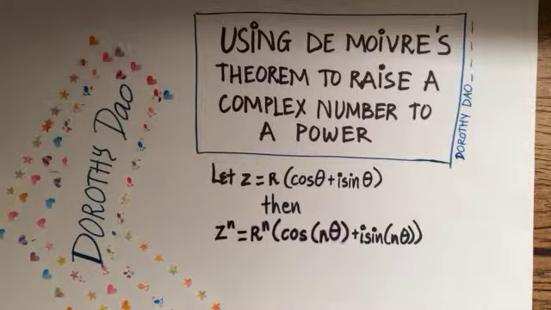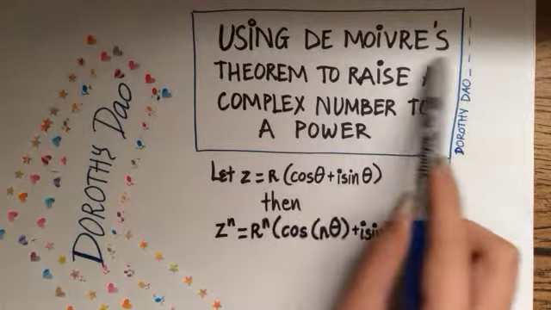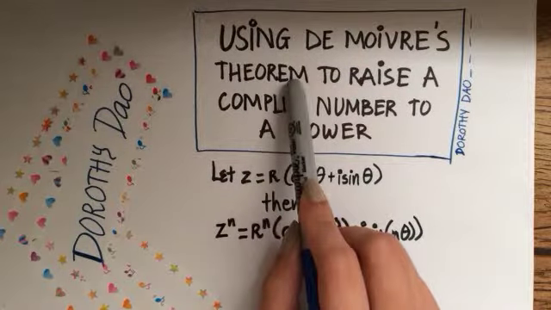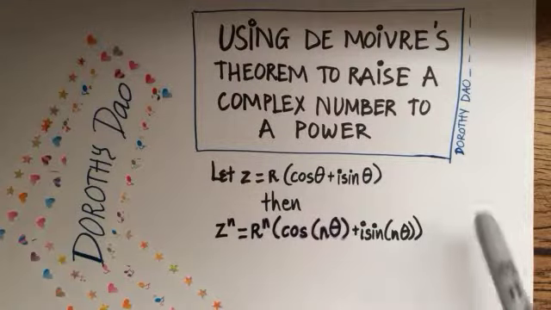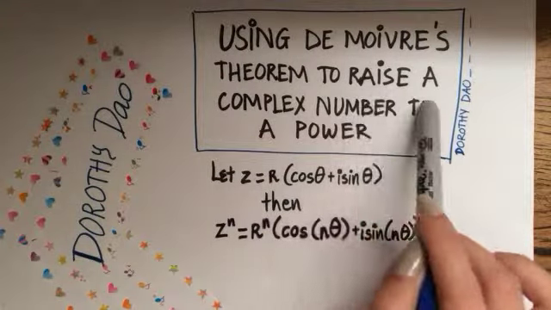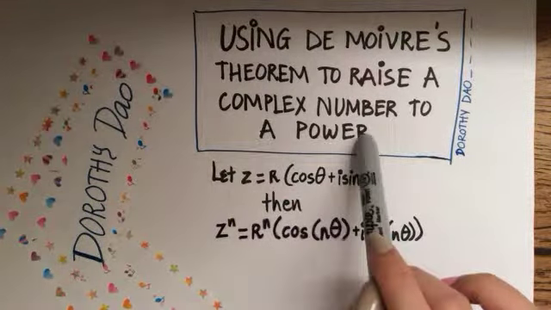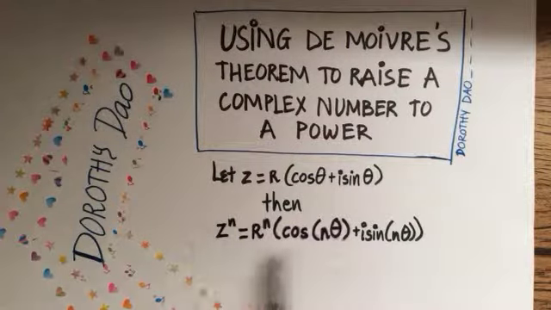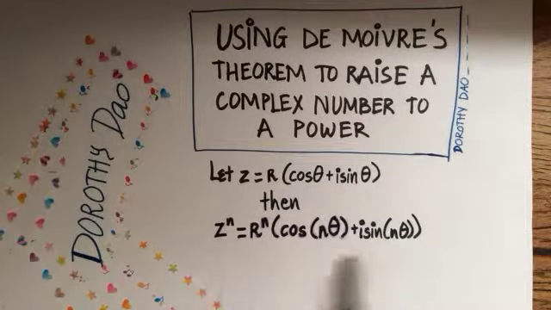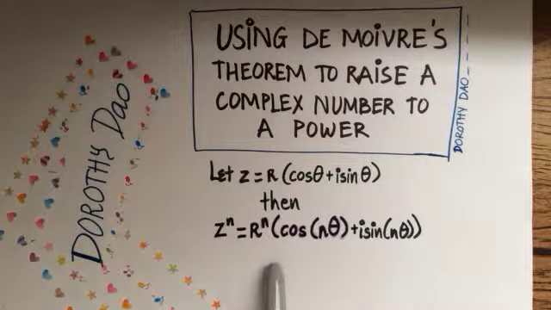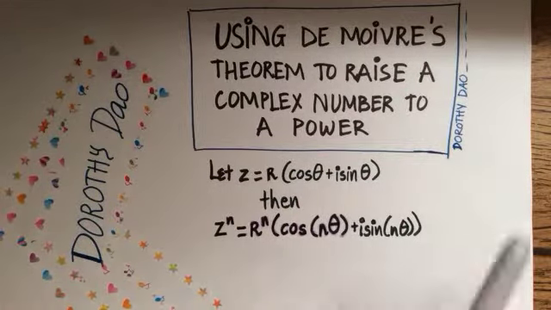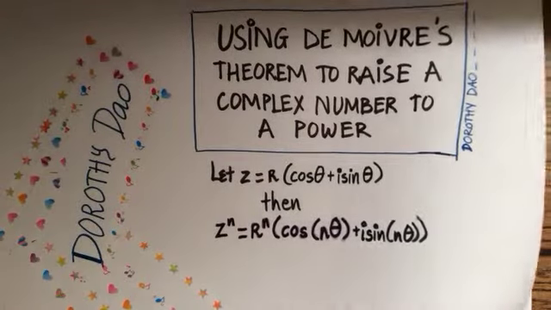In this video, I'll be showing you what De Moivre's theorem is and how to use it to solve a problem. First, let's start with how to use De Moivre's theorem to raise a complex number to a power. This is your formula right here. This is the formula you use to raise your number to a power. This is the original formula. Now let's start with our first problem.